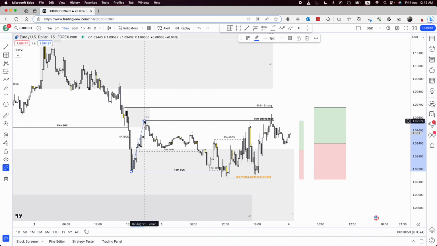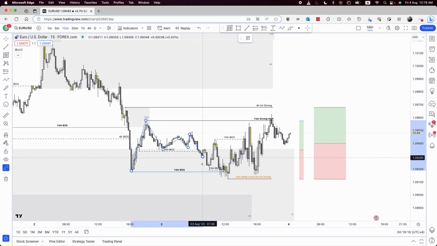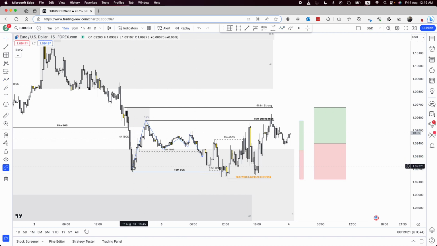Now, let me get this out of the way and draw this again one more time. So when this came up over here, we came back down, we came back up, we came back down. We swept all of this liquidity over here, and then we had the 15-minute internal IBOS at this point in time. So price pushed up, pushed down, pushed up, and then this low was broken by the liquidity grab from all of these highs, and then it broke the structure.